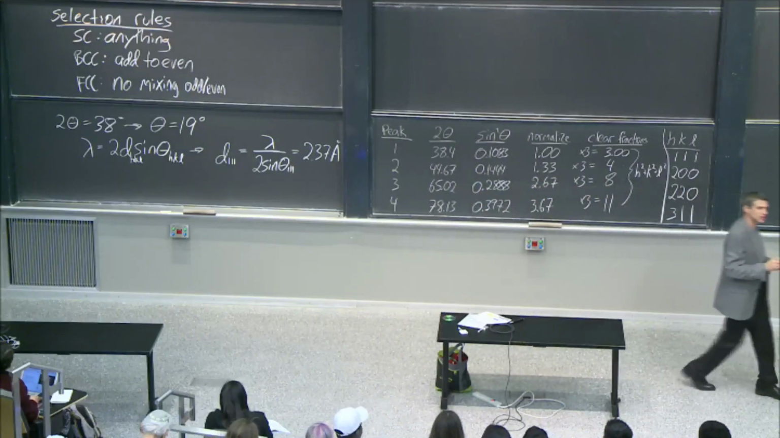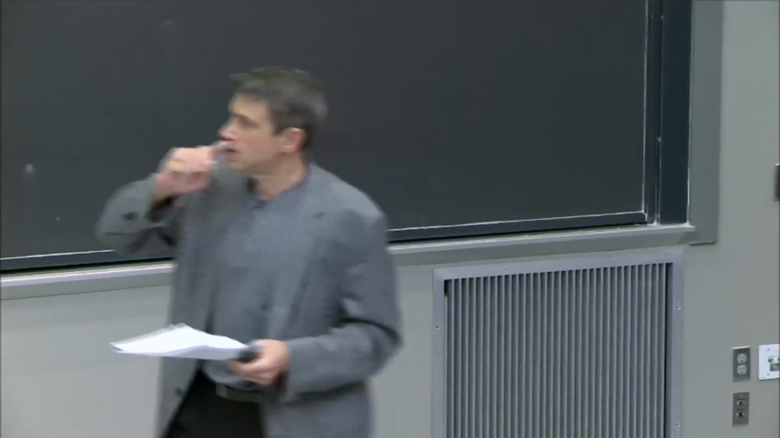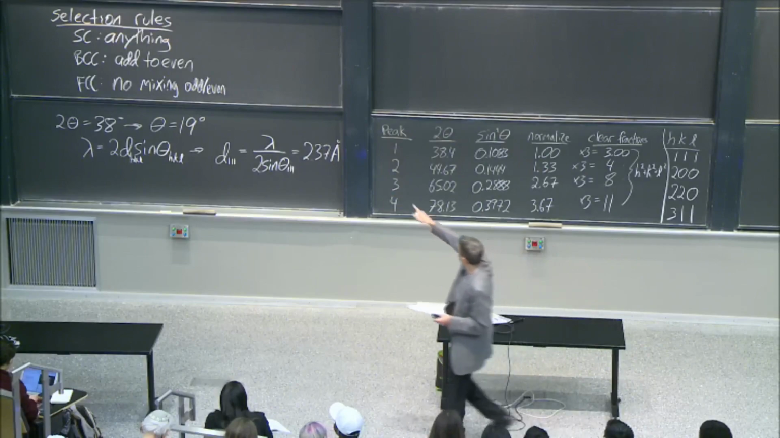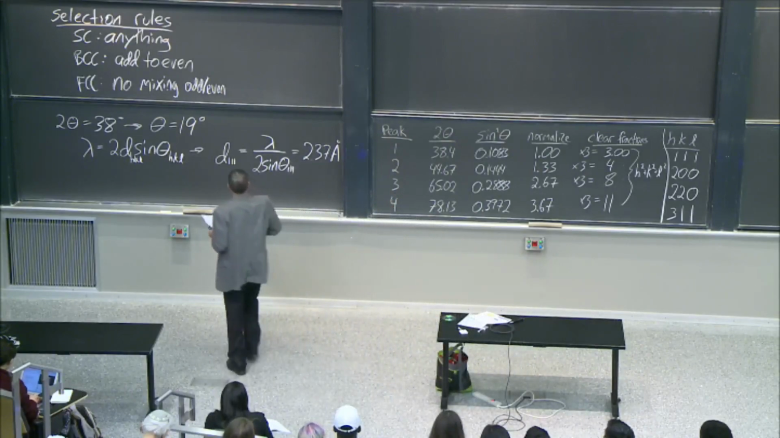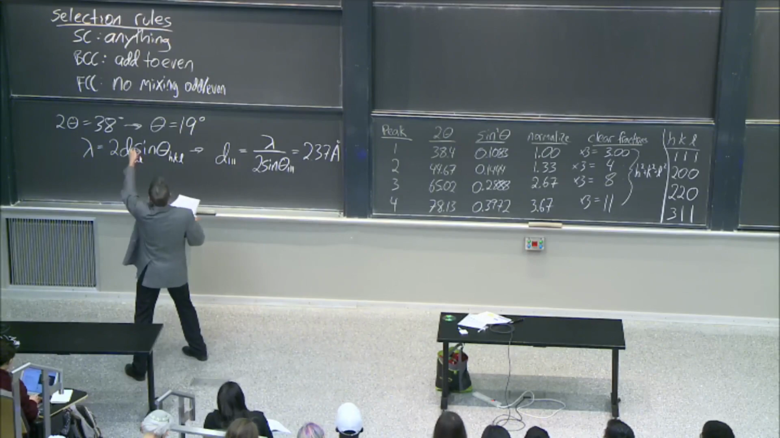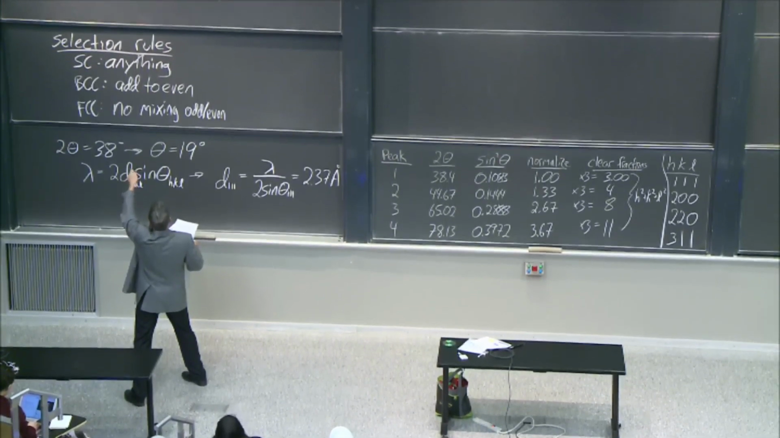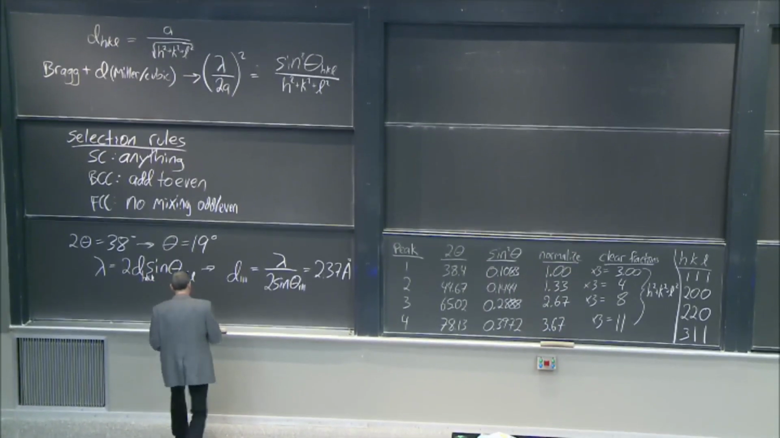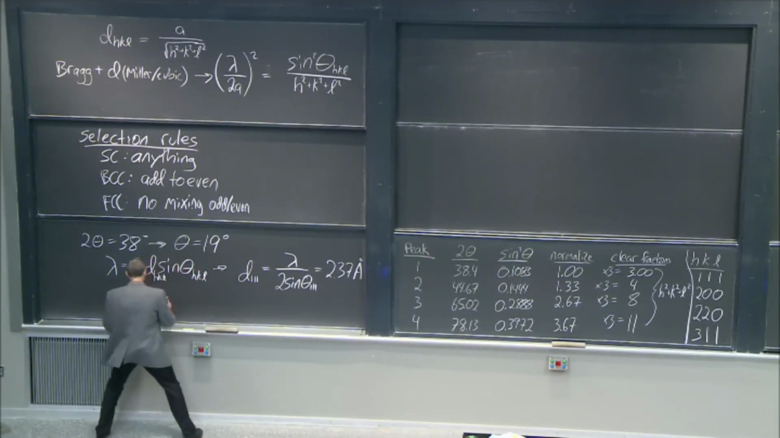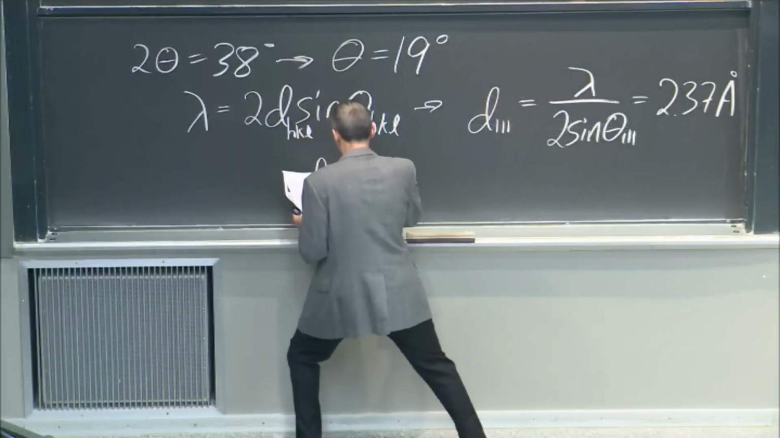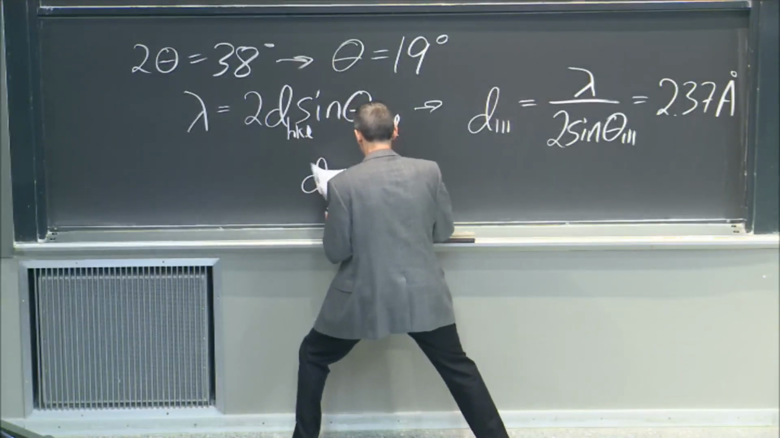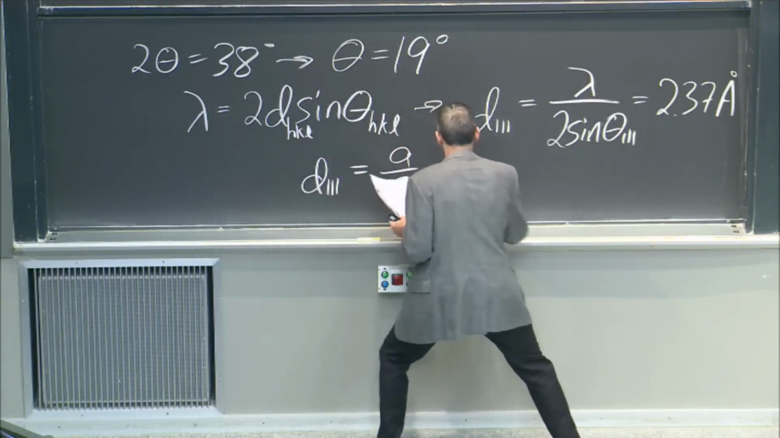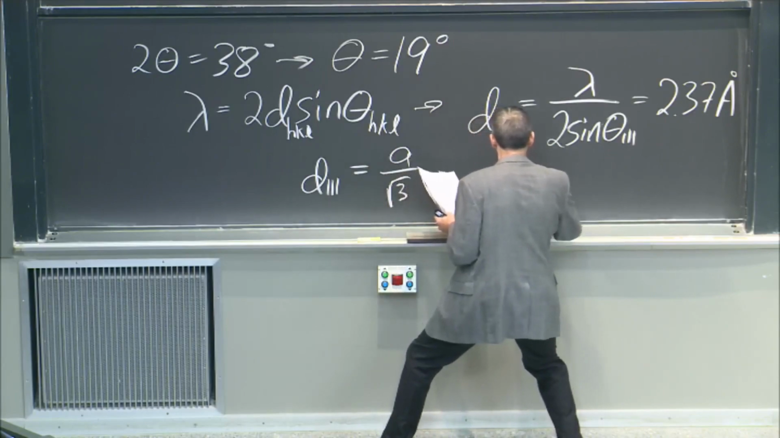I haven't answered the question yet, because the question says, what's the lattice constant? Well, but I'm very close. The lattice constant is related, because of Miller, by the Miller planes equation for the lattice constant and the distance between any planes. Oh, this is all just coming together. And so d111 is equal to a over root 3, and so a equals 4.1 angstroms.